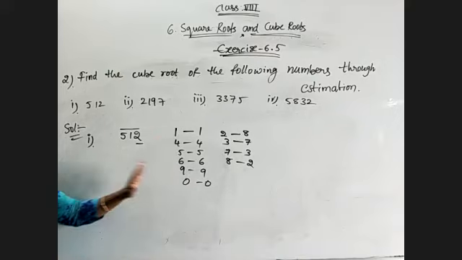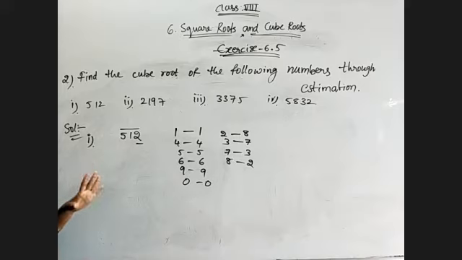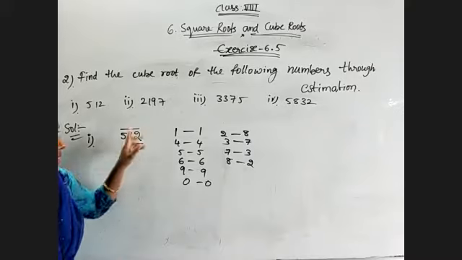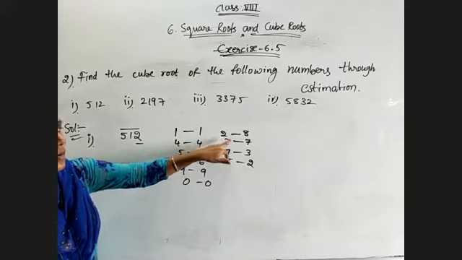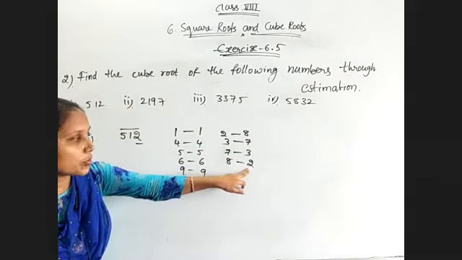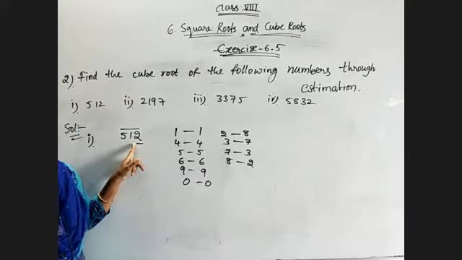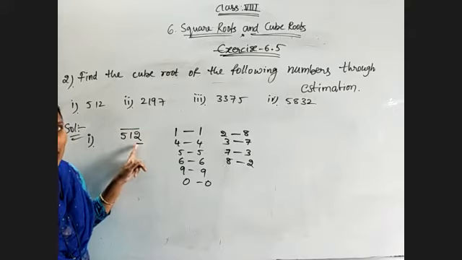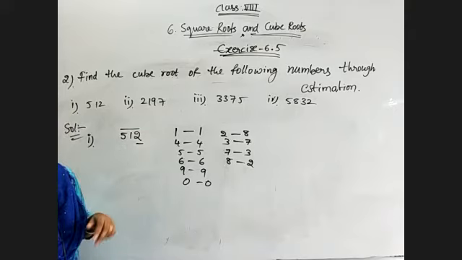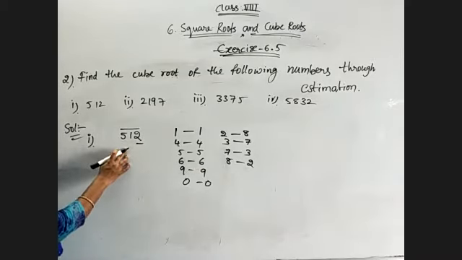So we know this. Now because the unit digit is 2, for estimation we just observe. When the number has 2 in the unit place, its cube value must have 8. When the number has 8, then its cube root must have 2. So for the cube root of 512, because it ends with 2, we will get 8 only. And because only one group is there, the cube root of 512 is equal to 8.